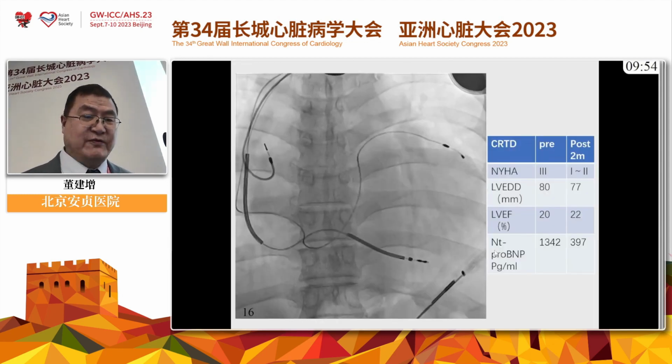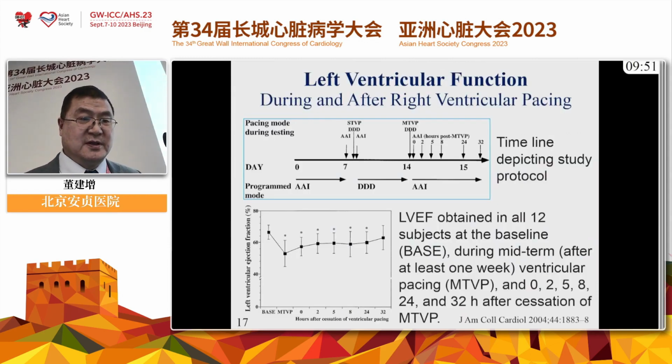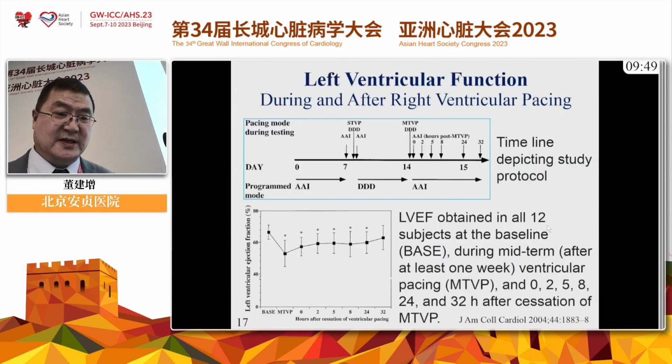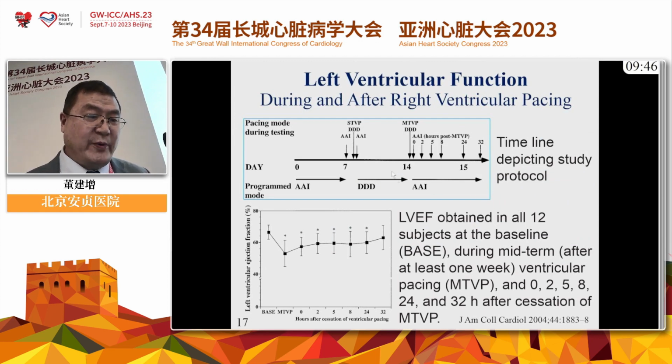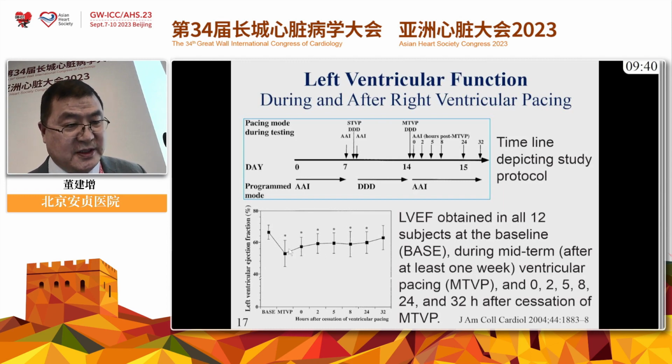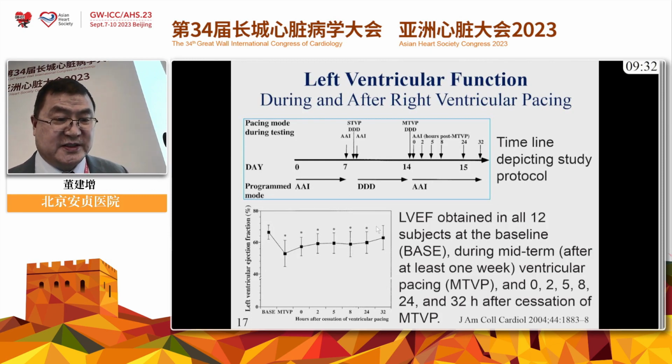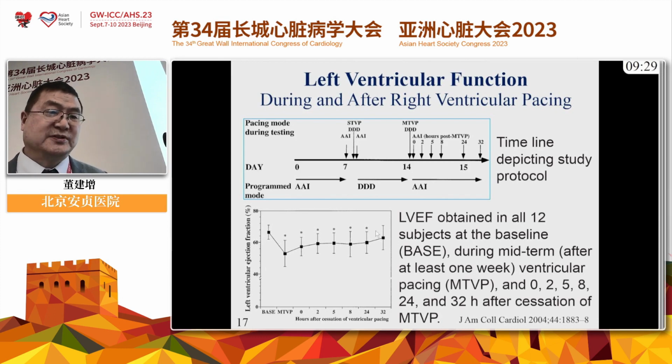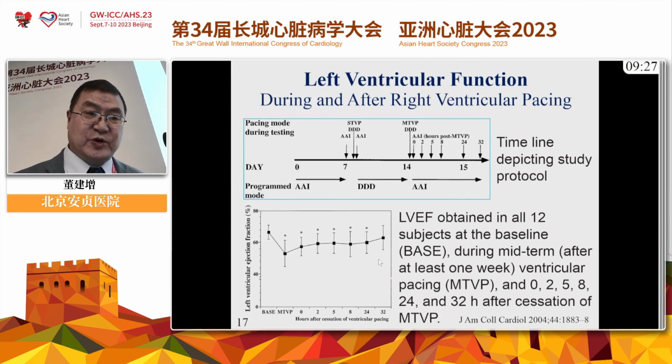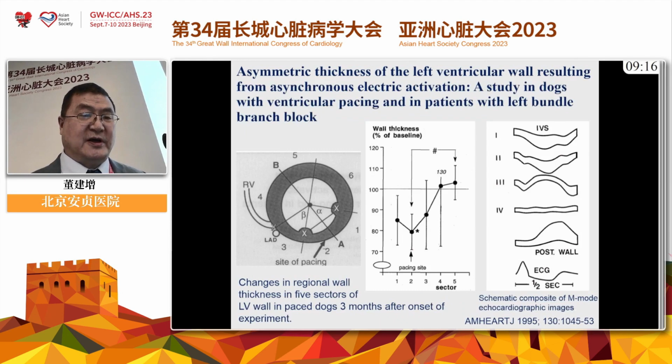Of course, this patient responded well to CRT therapy. This is a very wise study. After 1 week of pacing from the right ventricle, the left ventricular ejection fraction decreased significantly. After discontinuing the pacing, the left ventricular ejection fraction returned to close to normal. So right ventricular pacing can result in a decrease of left ventricular ejection fraction, the same as left bundle branch block.